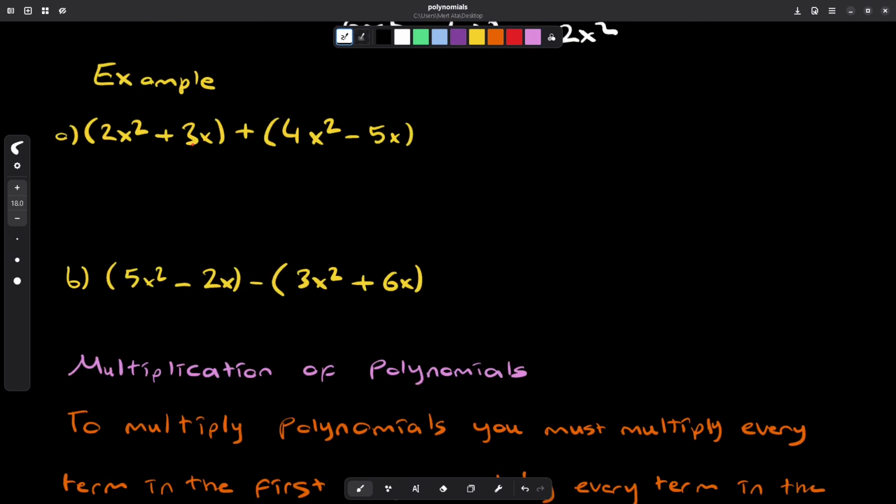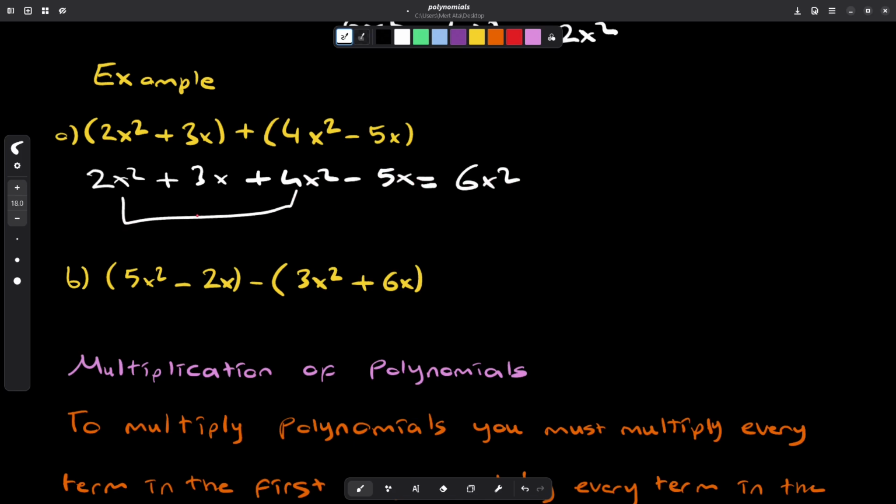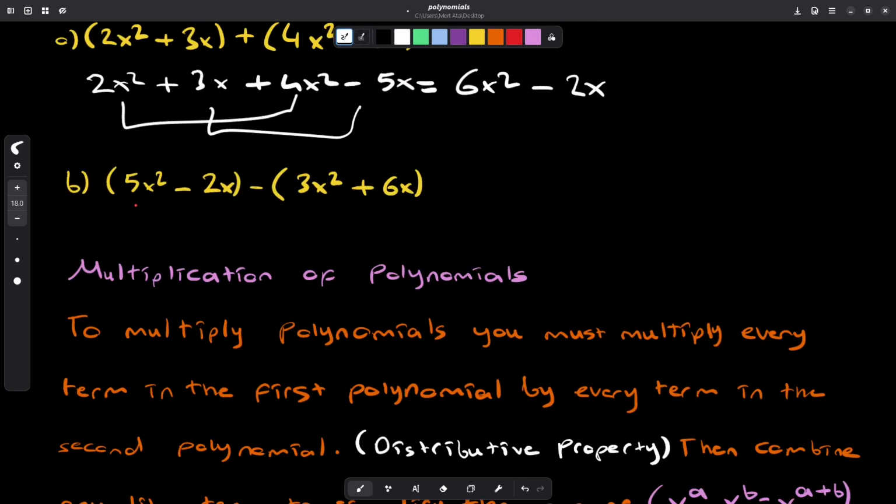Examples. 2x squared plus 3x plus 4x squared minus 5x. We have parentheses, but since this is a plus and I don't have any issues with any signs, I can drop the parentheses. 2x squared plus 3x plus 4x squared minus 5x. Let's see the like terms. These are like terms, 6x squared. These are like terms, negative 2x.